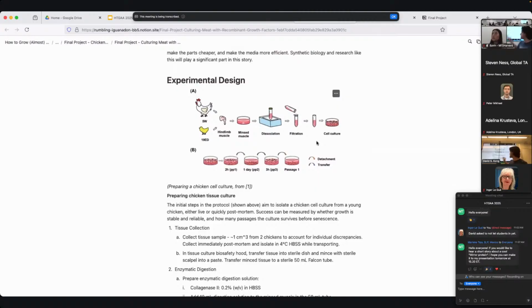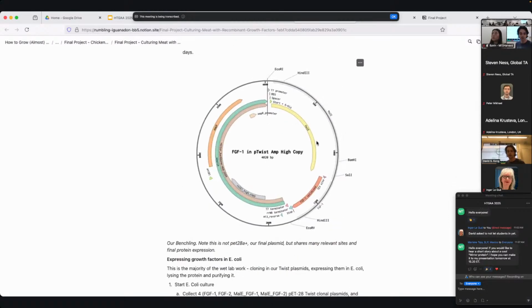So producing a cell culture is, from literature, fairly easy. This part was done for us because we're going to use chicken cells eventually. We're not using mouse cells, which are just off the shelf C2C12 mouse skeletal cells. This part was done.